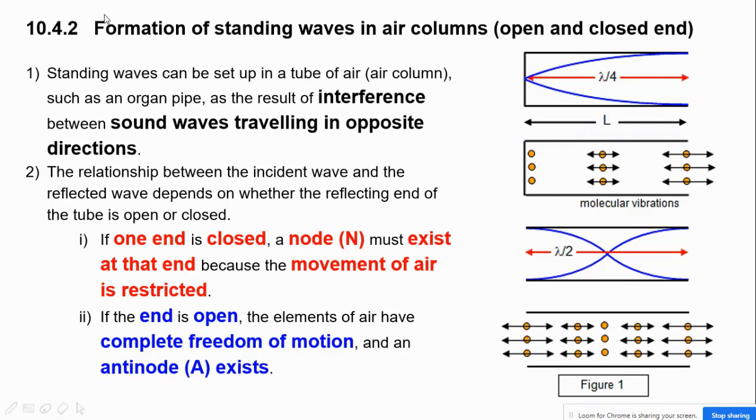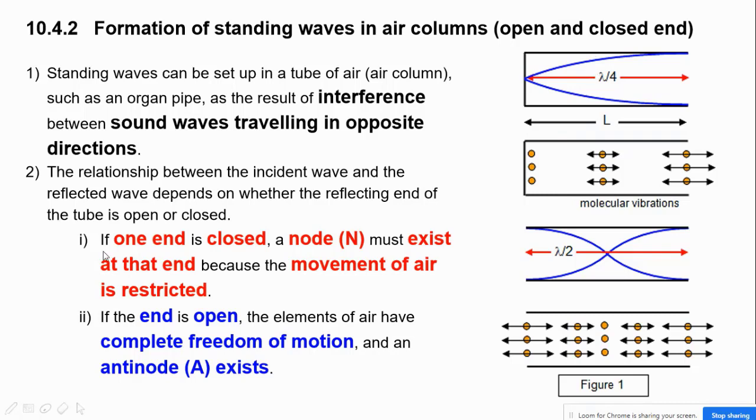Next, for the formation of standing waves in air columns, for both open and closed ends. A standing wave can be set up in a tube of air, which we call an air column, such as an organ pipe, as a result of interference between sound waves traveling in opposite directions. The relationship between the incident wave and the reflected wave depends on whether the reflecting end of the tube is open or closed. Let's say we have a closed tube here.